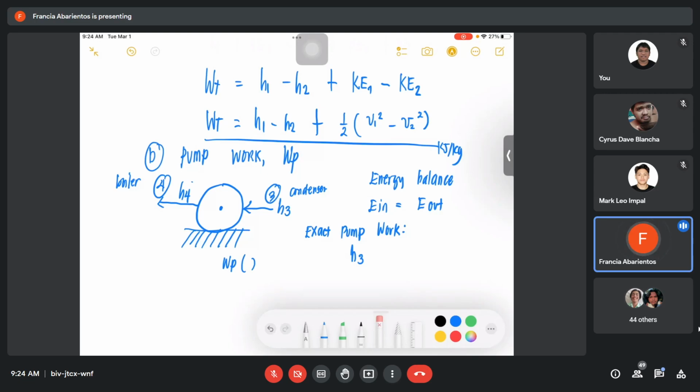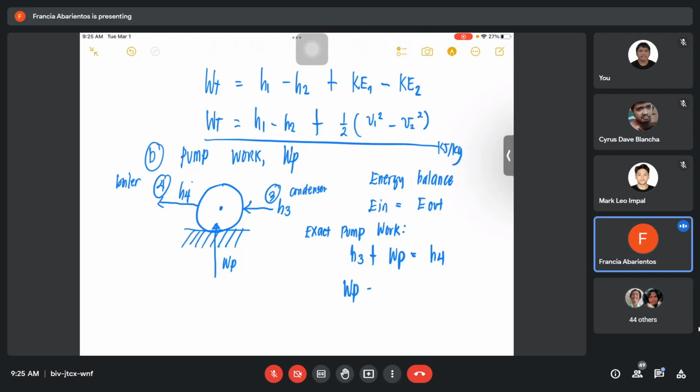Okay? So, yung work ng pump natin, siya yung gumawa, papasok. Para hindi turuan ko na lang kayo pag nagsusolve na tayo. Okay? Kasi negative talaga yan, class. So, H3 plus the work of the pump kasi siya yung gumawa plus H4. So, this is now the pump work, the exact pump work. Exact. We have now the H4 minus the H3 in kilojoule per kilogram.